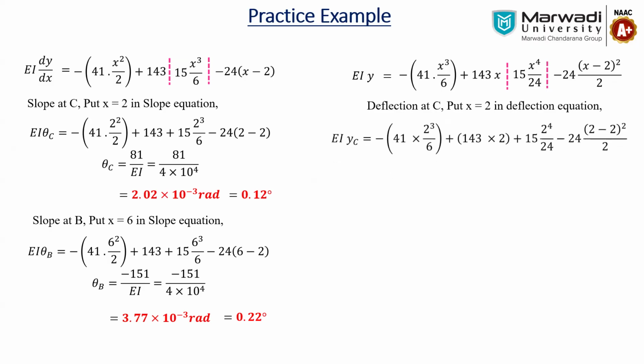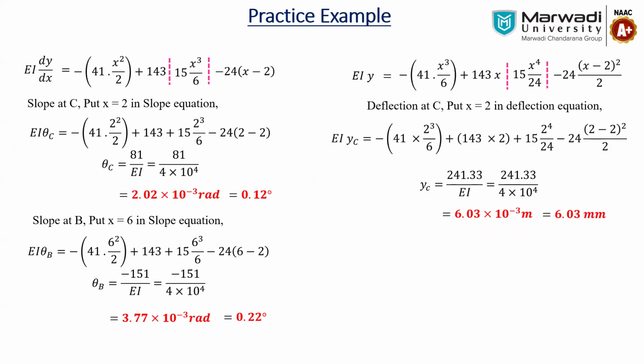And if we put x equal to 2 in the entire equation, we get y equal to 241.33 by EI. Again, if you put in the value of EI, we get the answer in meters, that is 6.03 into 10 raised to minus 3 meter. And if you multiply with 10 raised to 3, it gives 6.03 mm. So that is nothing but the deflection at C.